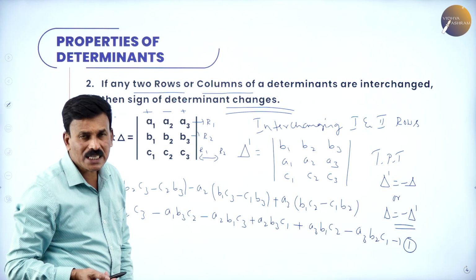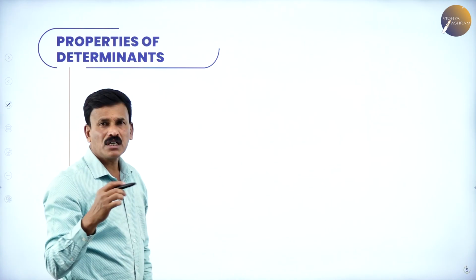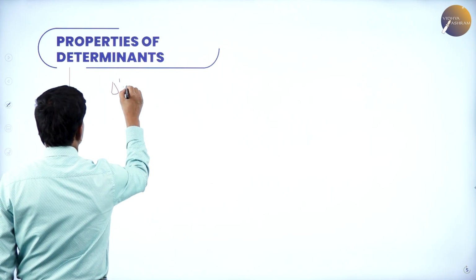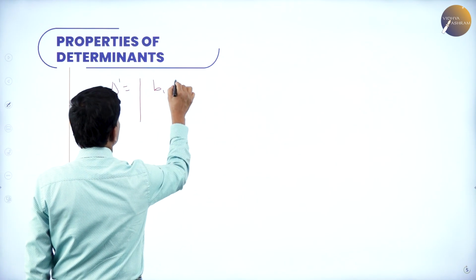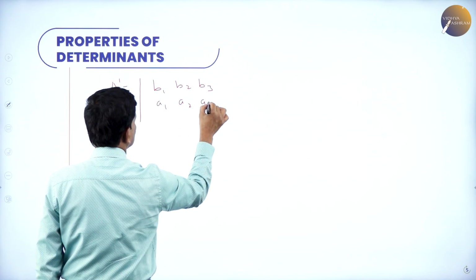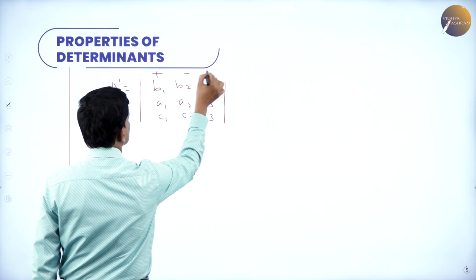Now let us come to the second part. What is the second part? Interchanging first and second row. Delta dash is equal to B1 B2 B3, A1 A2 A3, C1 C2 C3. Expand this. Plus, minus and plus.